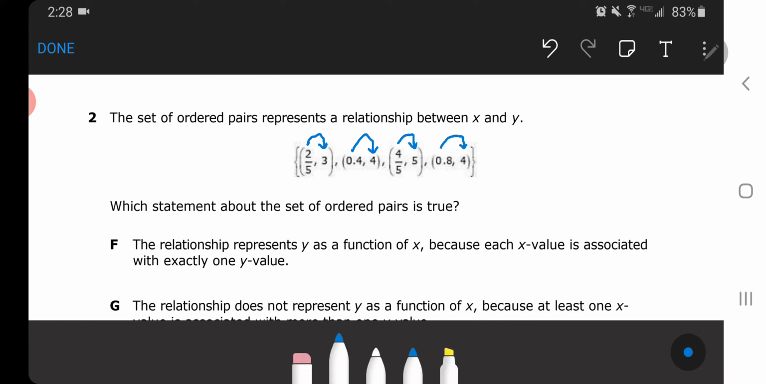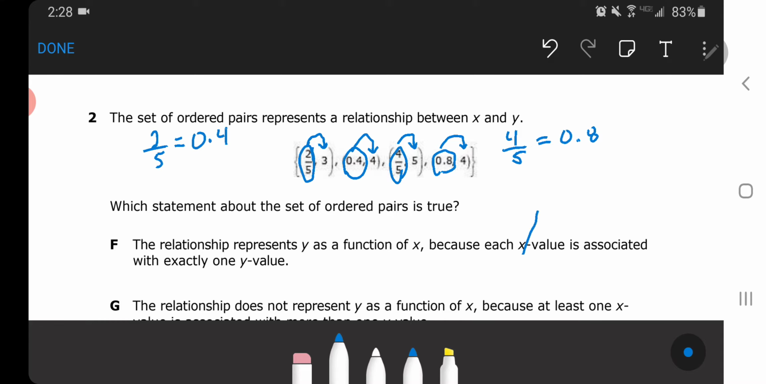But the problem is 2/5 is the same thing as 0.4. And also notice 4/5 is the same thing as 0.8. So our domain member 4/5 over here and technically 4/5 over here goes to 2 different range members, 5 and 4. Same with our 2/5, same thing as 0.4 or 2/5 again. Goes to 2 different range members, 3 and 4. So this guy is not a function.